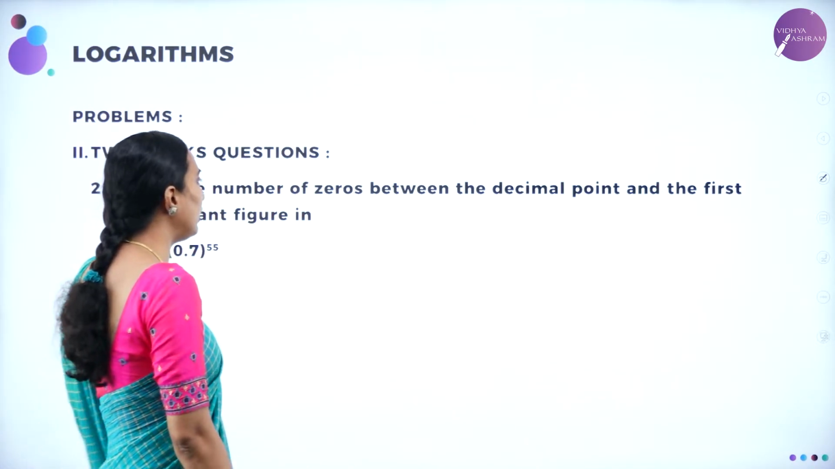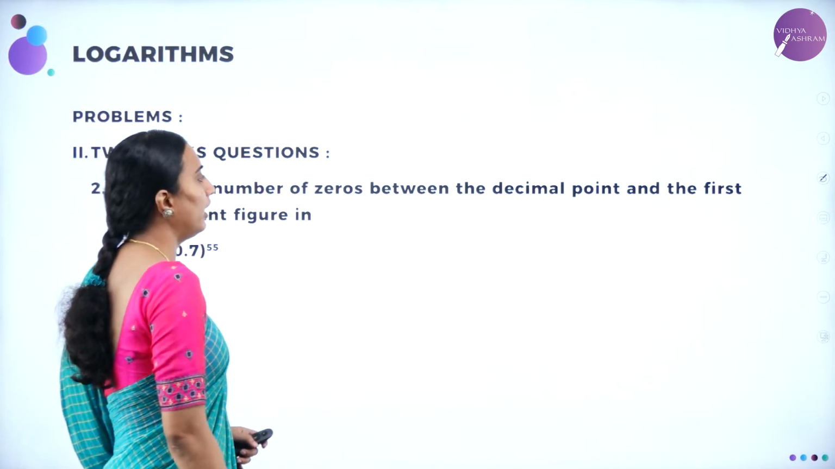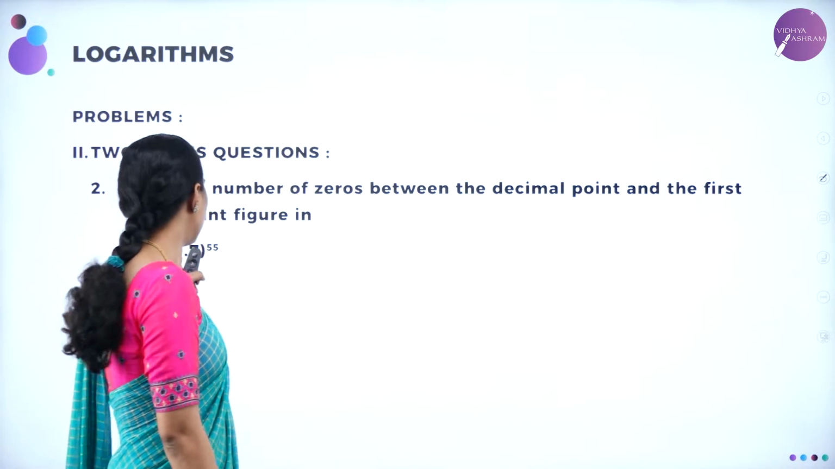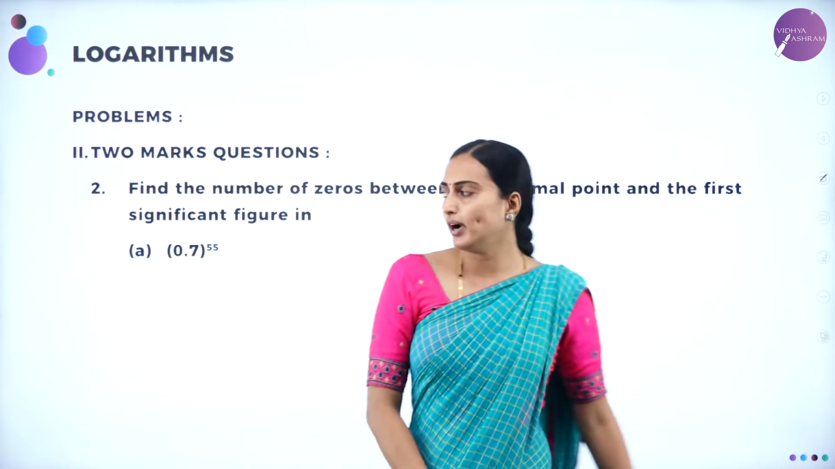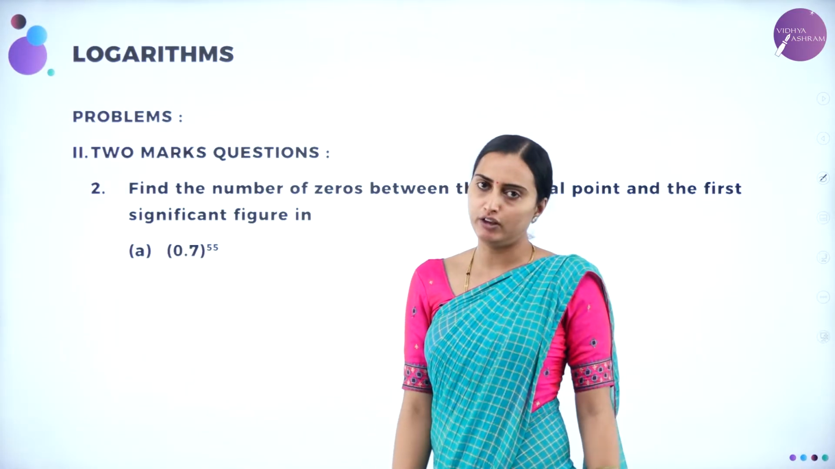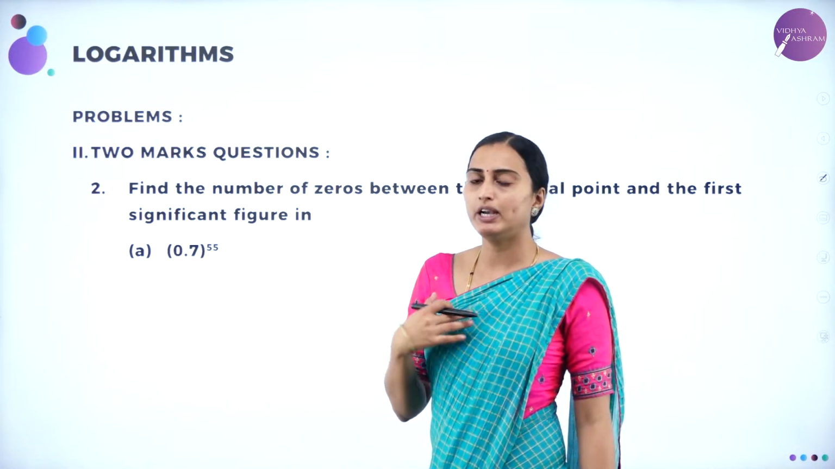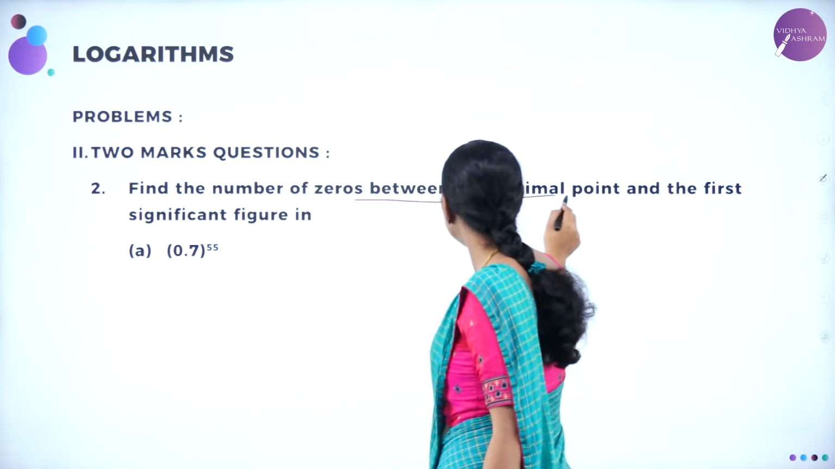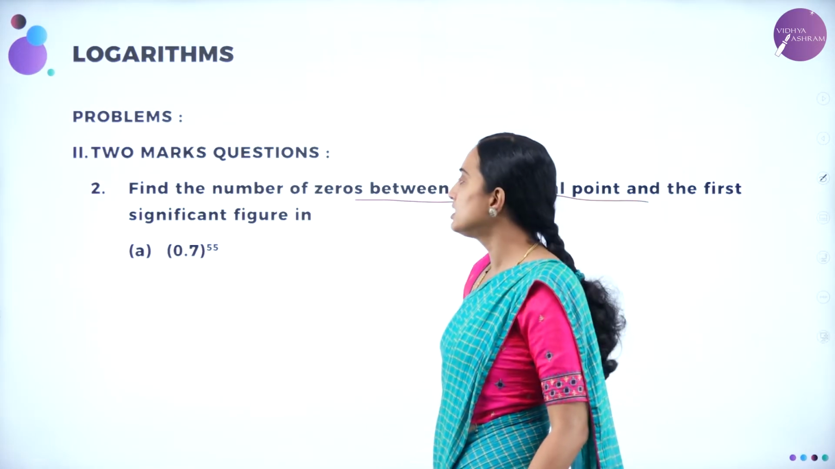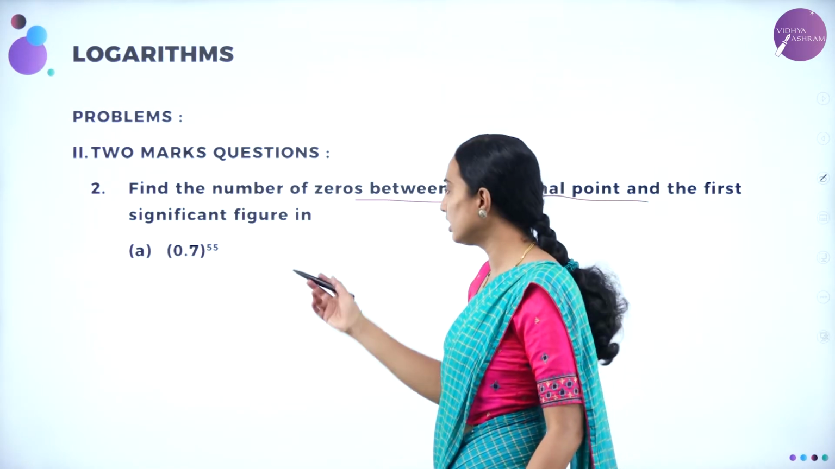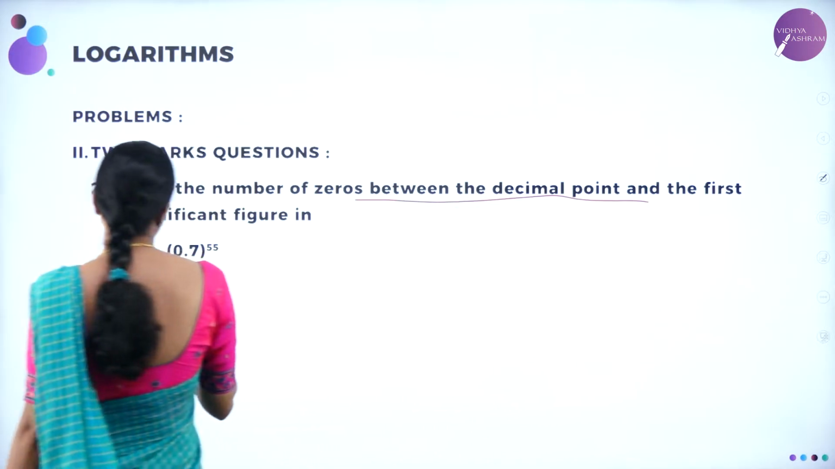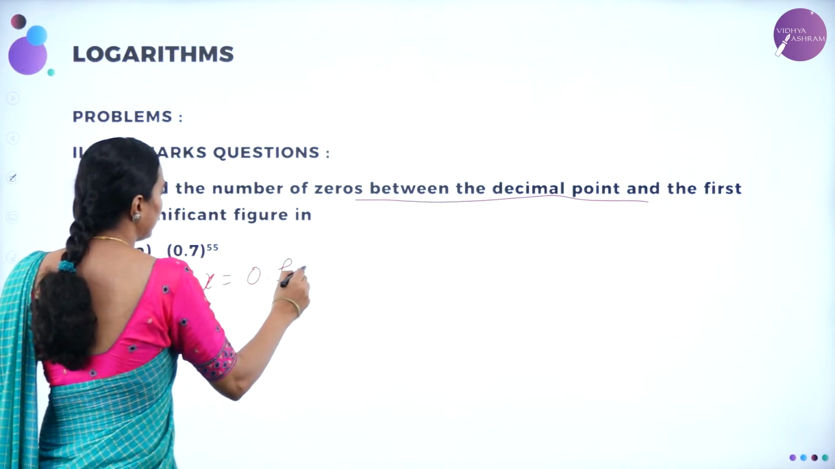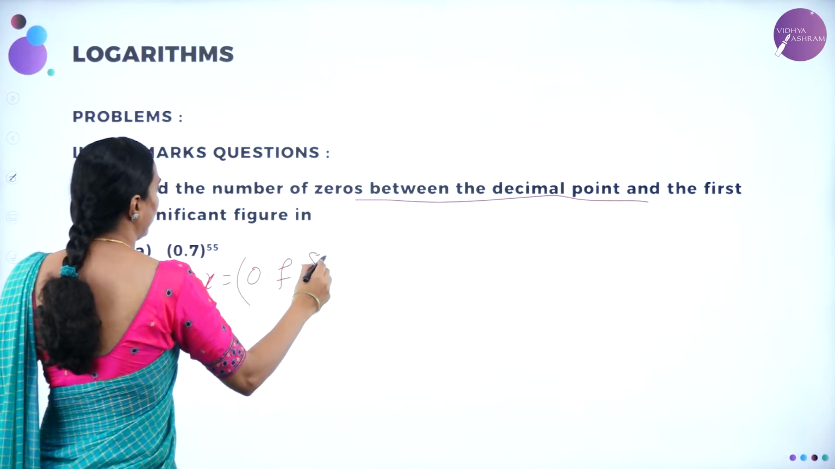Find the number of zeros between the decimal point and the first significant figure in the given question. What they have given? 0.75 to the power of 55. Let me find first by taking x equals, then let me find out the number of zeros between the decimal point and the first significant figure in the given problem. So let x equal 0.7 whole to the power of 55.